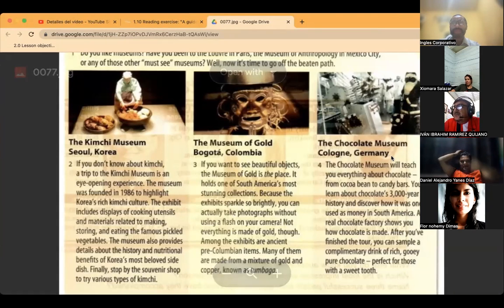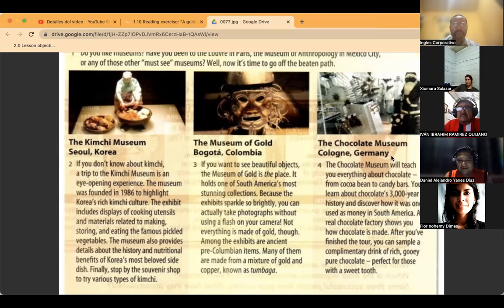It holds one of South America's most stunning collections because the exhibits sparkle so brightly. You can actually take photographs without using a flash on your camera. Not everything is made of gold. So among the exhibits are ancient pre-Columbian items. Many of them are made from a mixture of gold and copper, known as tumbaga.